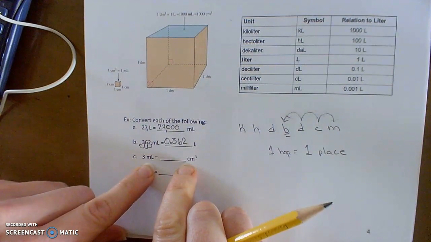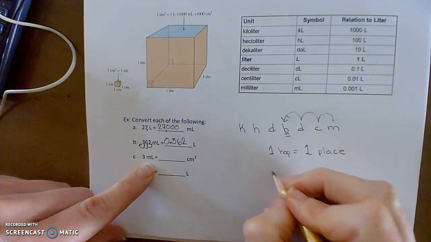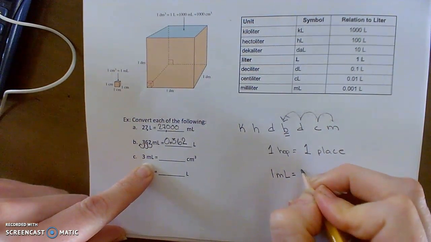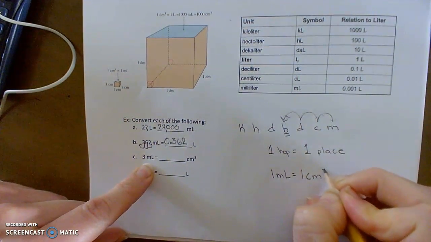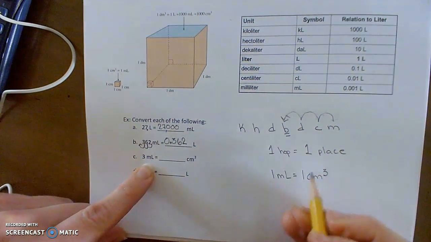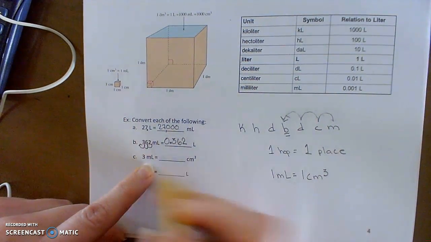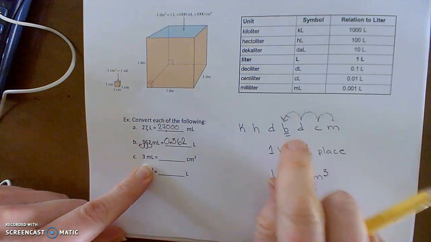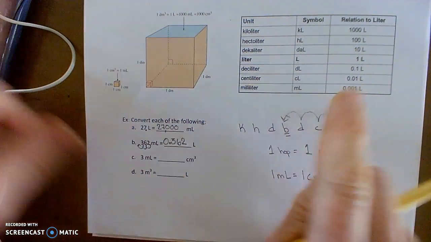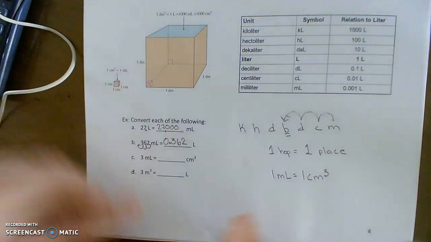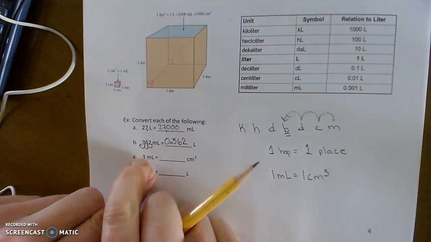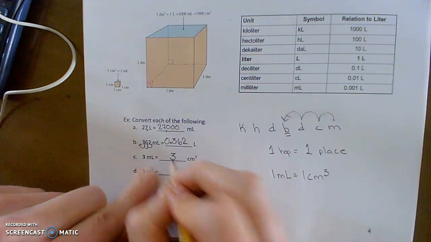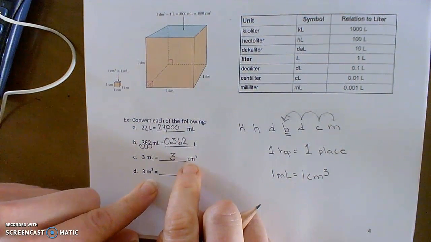Let's go from milliliters to cubic centimeters. So it turns out since 1 milliliter is equal to 1 cubic centimeter, we can do this conversion because, again, this is not within my metric system with liters as my base. Here I'm actually converting to a different base unit. So 3 milliliters would be 3 cubic centimeters.